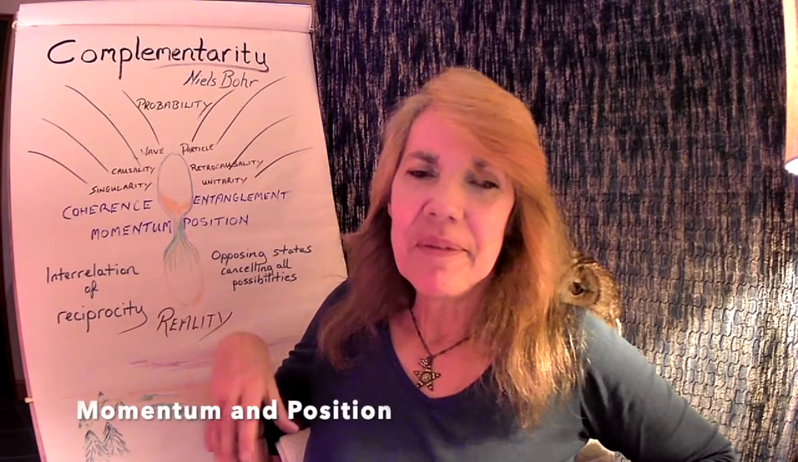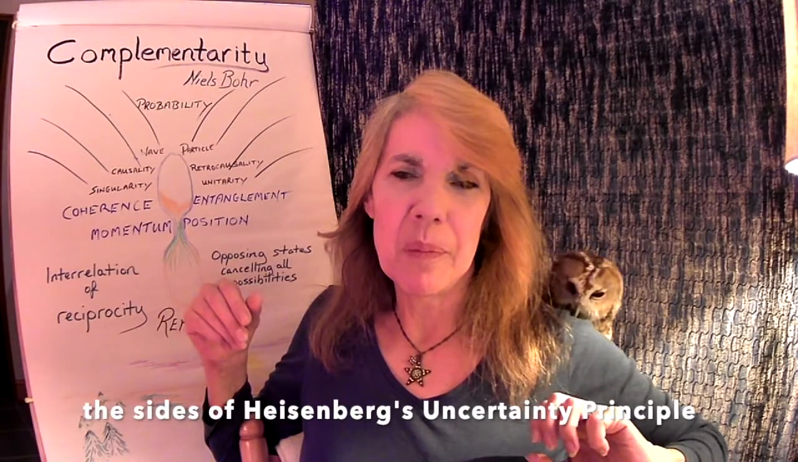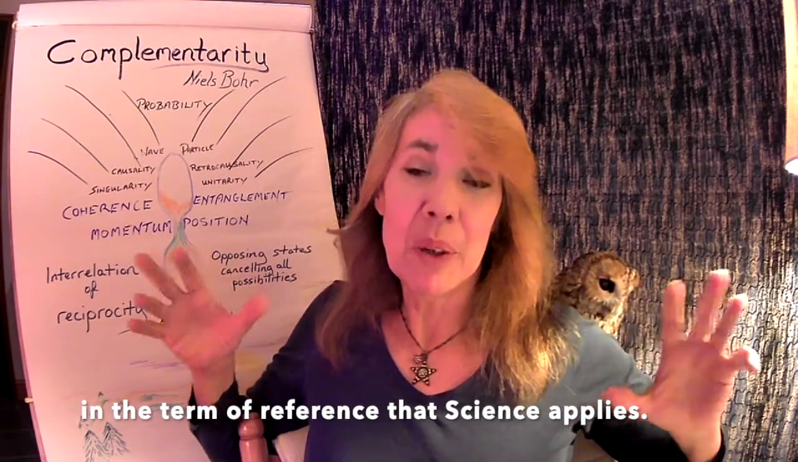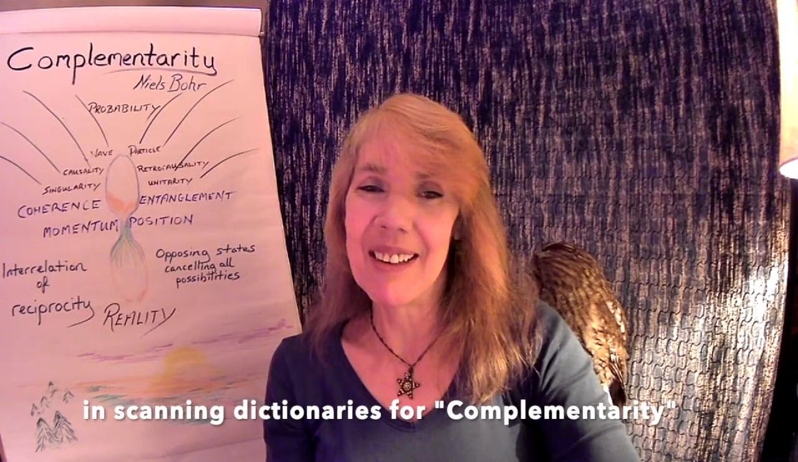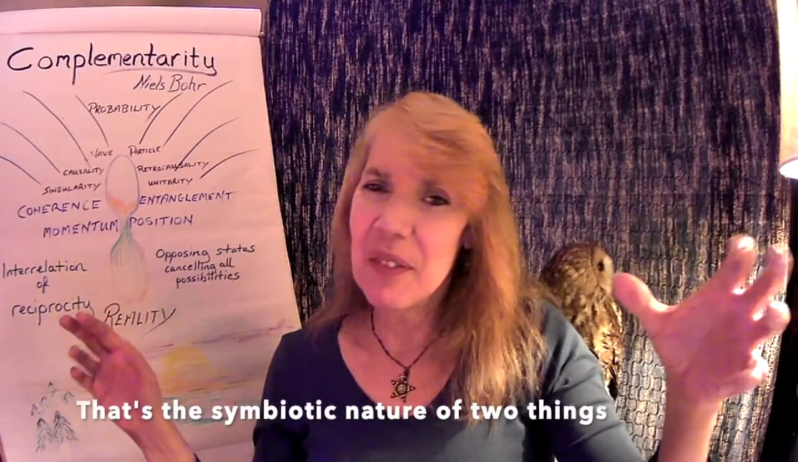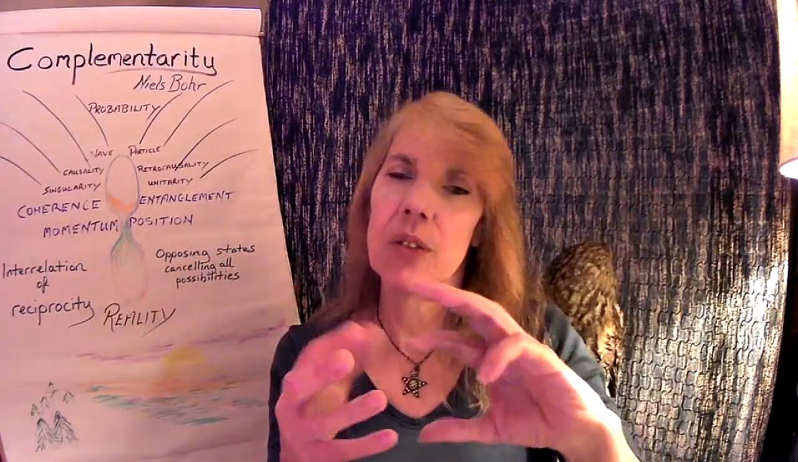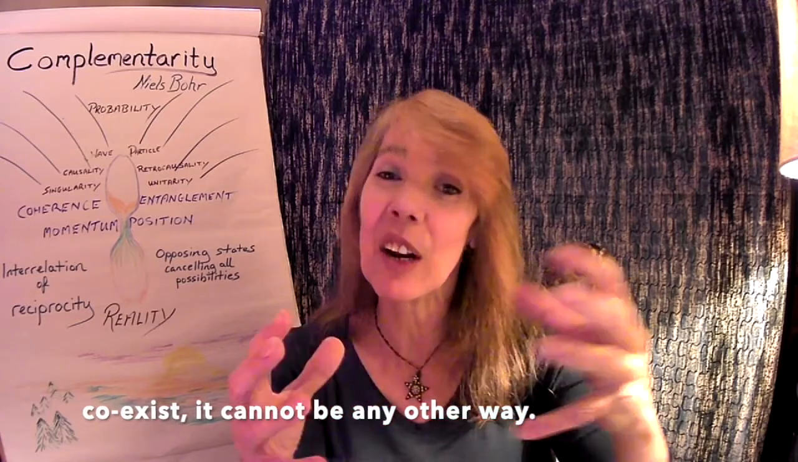So momentum and position are essentially the two sides of Heisenberg's uncertainty principle in terms of the way the science puts it. These two are descriptions that I stumbled across when I was looking for dictionary descriptions of complementarity, because they're always useful. Interrelation of reciprocity, reciprocal stuff, we'll call it. It's easier to say. That's a kind of symbiosis. That's the symbiotic nature of two things that really have to coexist, because they cannot not coexist. It cannot be any other way.